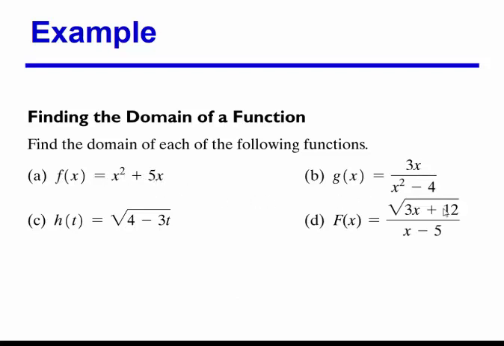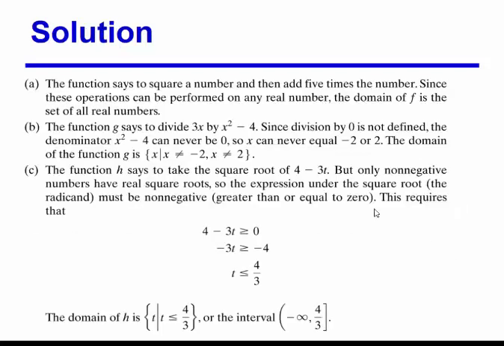The next one is b, which is 3x over x squared minus 4. So the function g says to divide 3x by x squared minus 4. Since division by 0 is not defined, the denominator can never be 0. So x can never be equal to negative 2 or 2. So the domain of this function g is x such that x does not equal negative 2 and x does not equal 2.